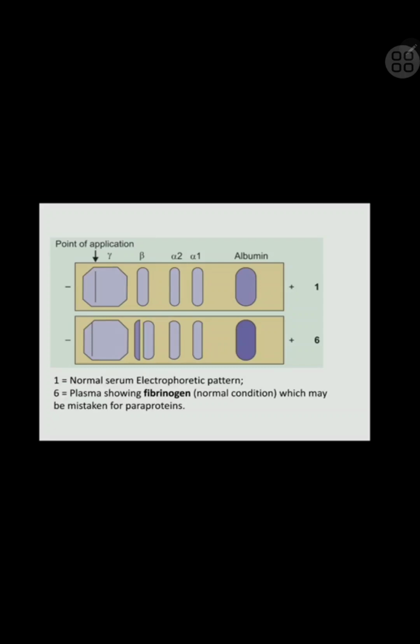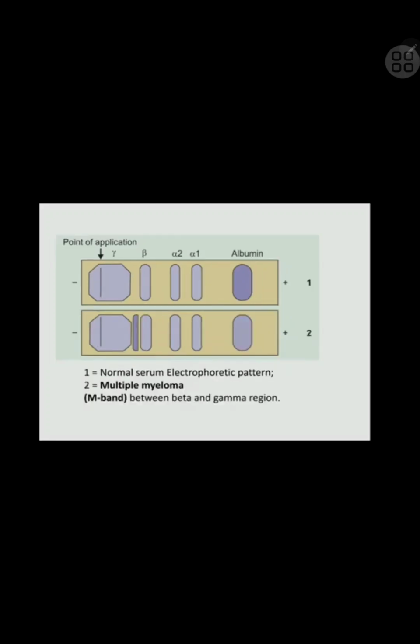Number 1 indicates a normal serum electrophoretic pattern. Albumin is the fastest moving plasma protein, moving very fast towards the positive charge, followed by alpha 1, alpha 2, beta, and gamma globulin. In case of plasma electrophoresis, it shows a fibrinogen band in between beta and gamma globulin, and this may be mistaken for a paraprotein band or M band.